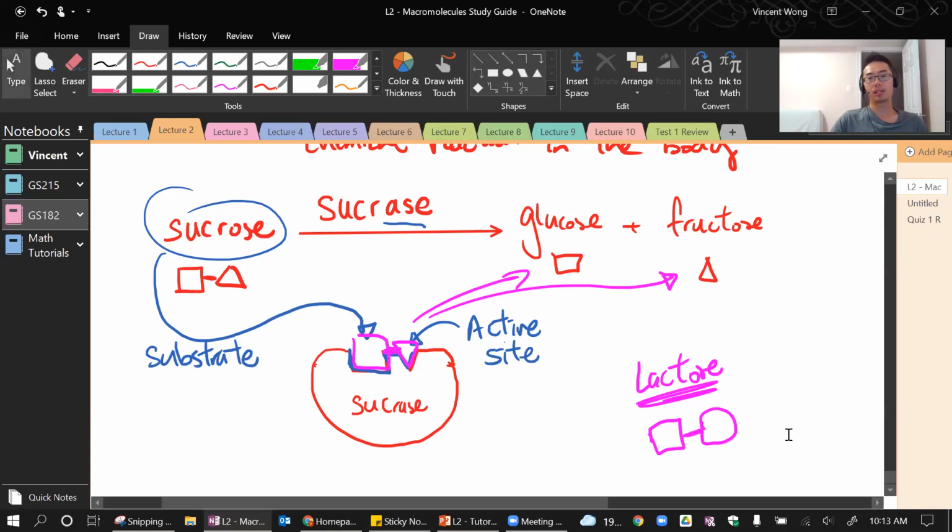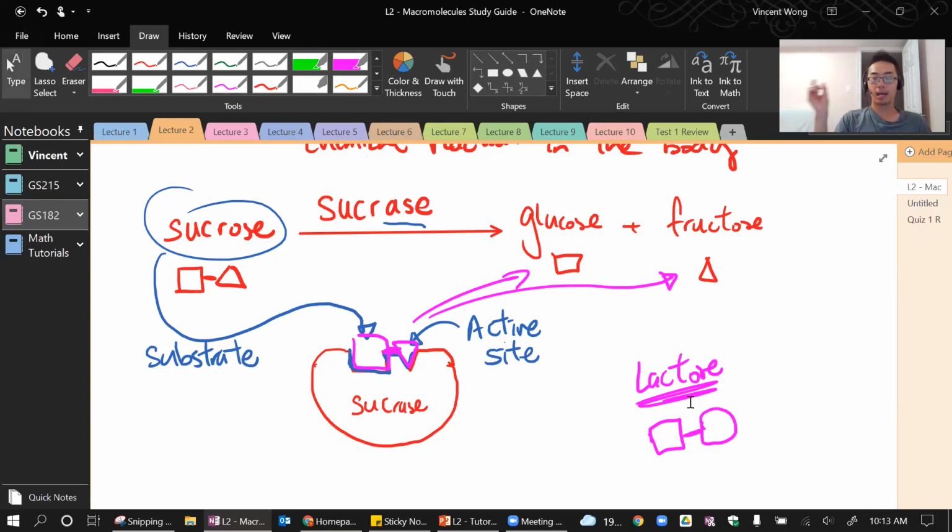In order to break down the lactose, I would need another enzyme, lactase, which has a different shape in the active site, and then they would have a relationship and be able to break it down. So that's what key and lock relationship means.